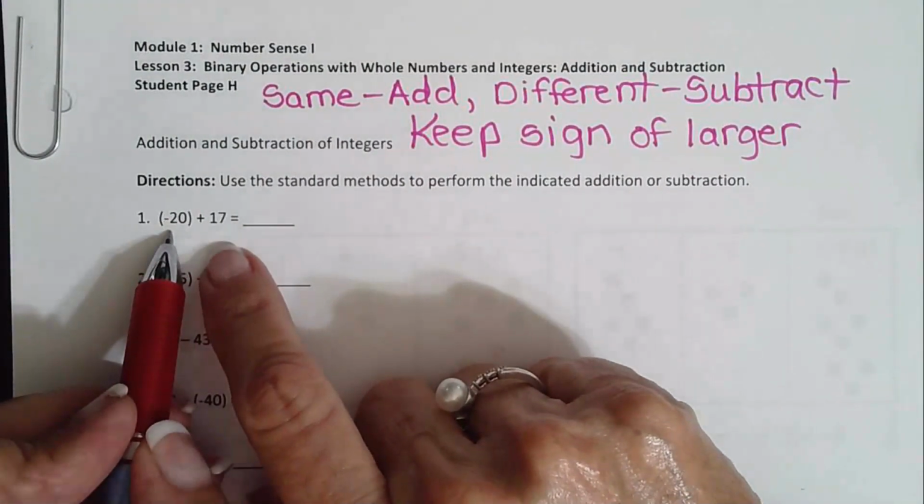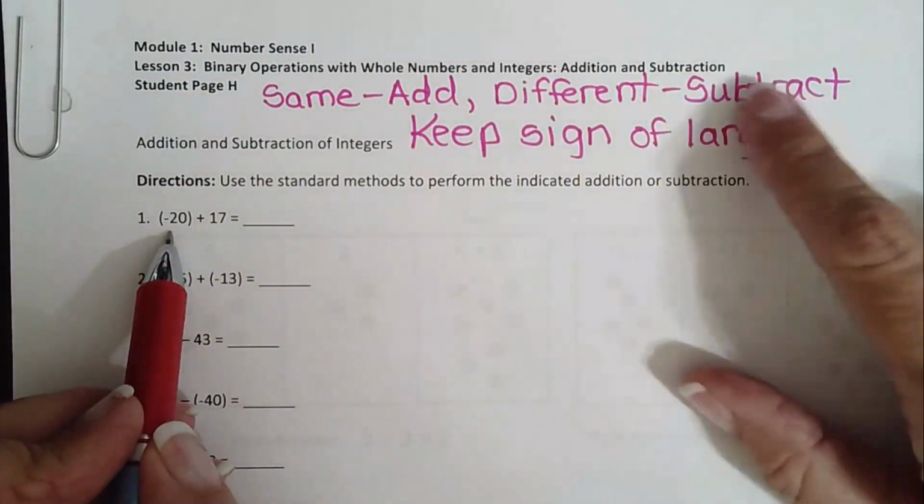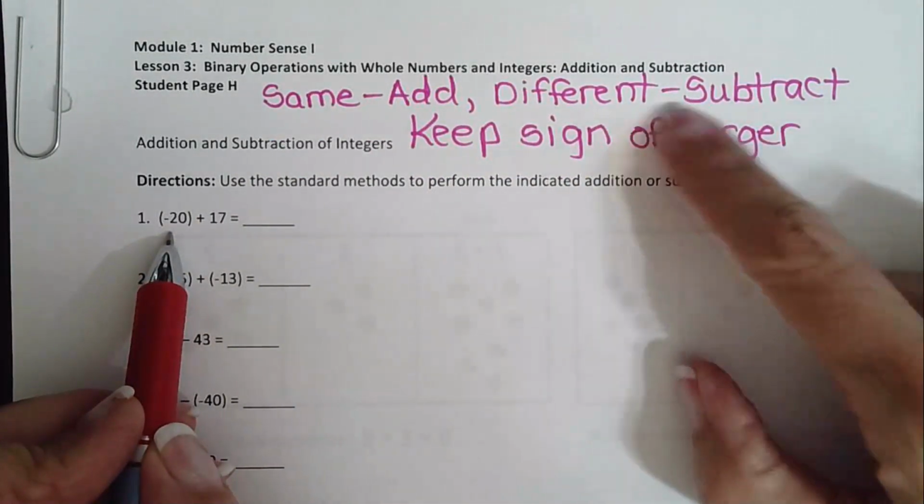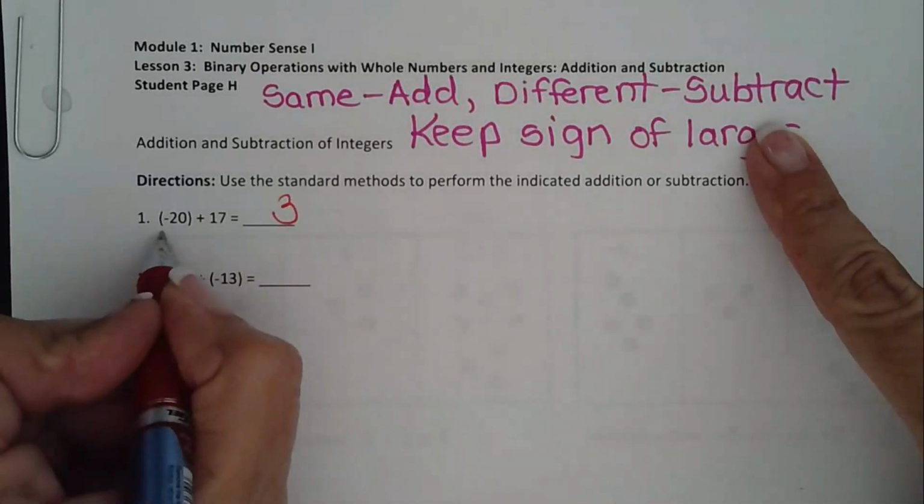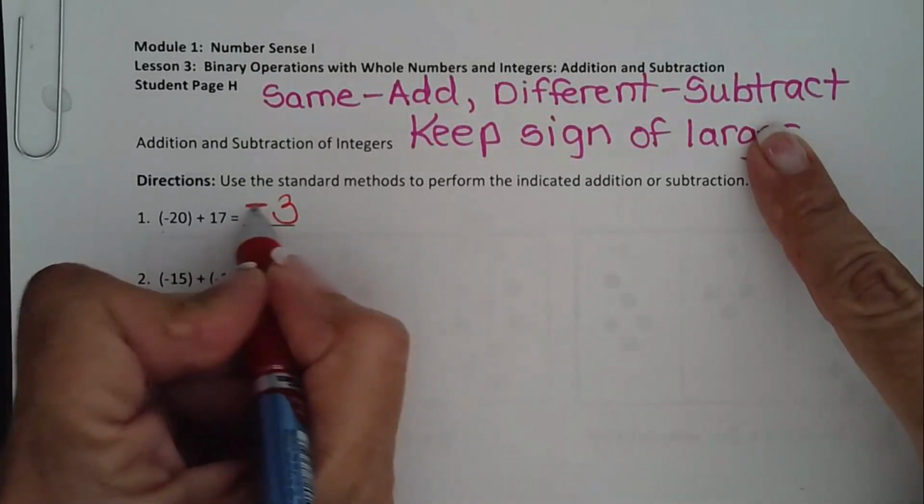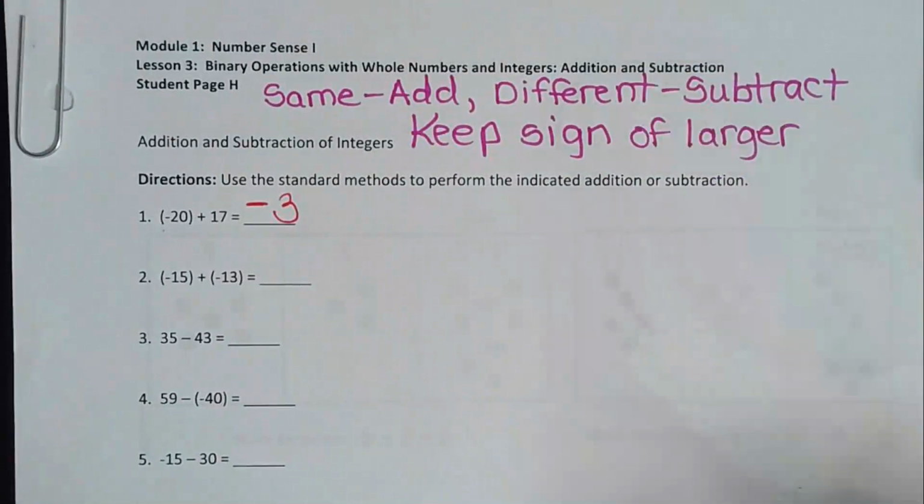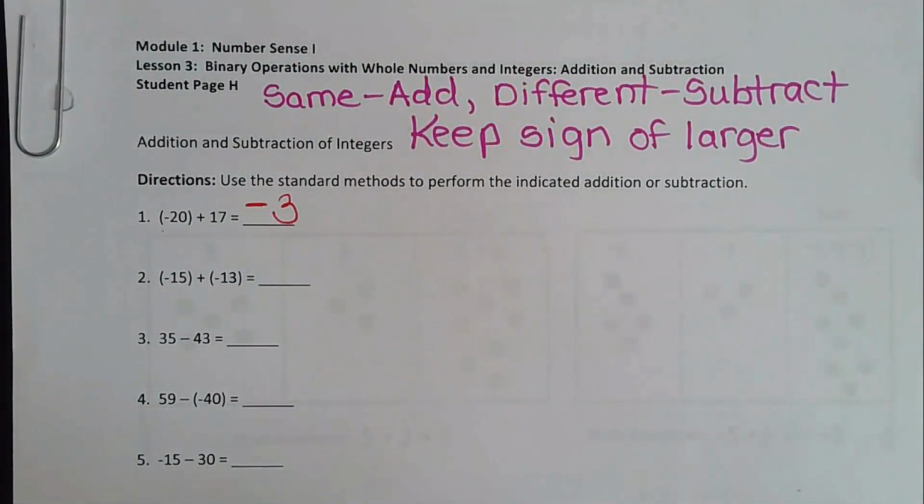Okay, so -20, +17, the signs are different. So I'm going to subtract. 20 minus 17 is 3. Keep the sign of the larger. And what I would do for you guys, since this is our review and the end of this, I would right now shut off the camera and do this whole page by yourself. And then come back and check it with me, because this would be great practice to see if you're where you should be. Okay, so that's my suggestion.